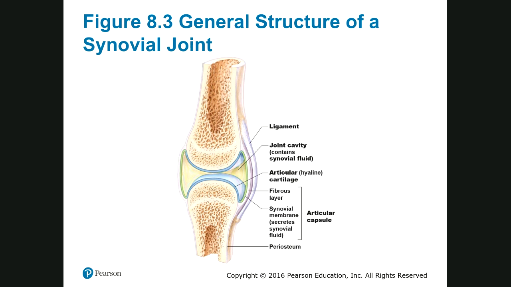All right, so the general structure of a synovial joint: you basically have, again, your articular cartilage in blue that you see on both sides of the bone. And then in between, you have the synovial fluid, right? And then usually you have ligaments that hold these bones together. And then you have a synovial membrane that holds that fluid inside.